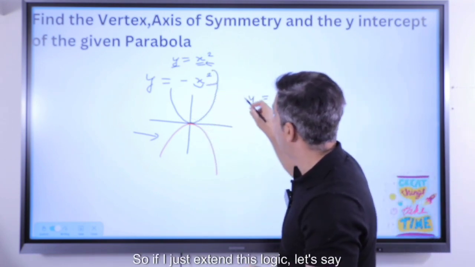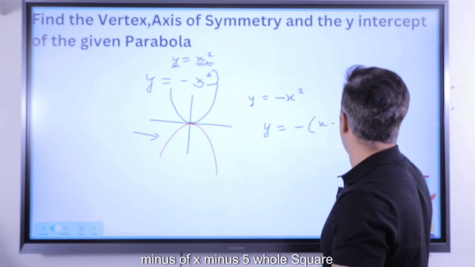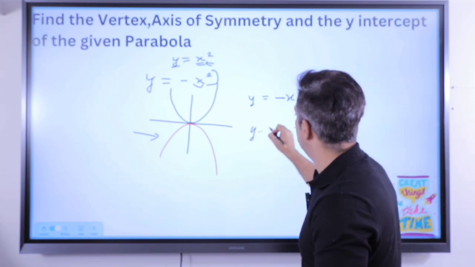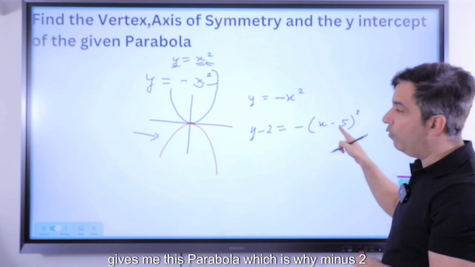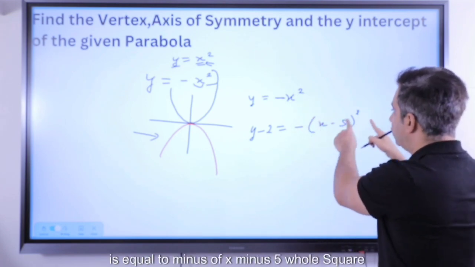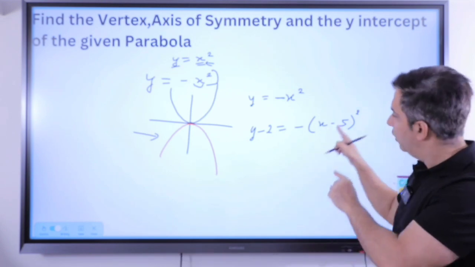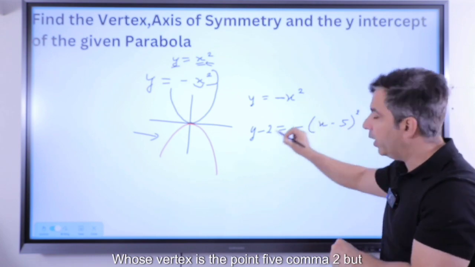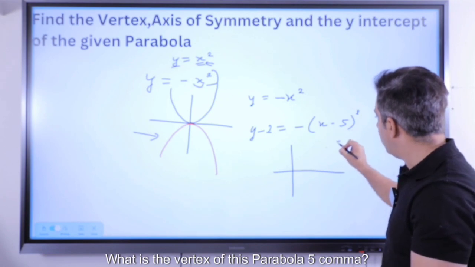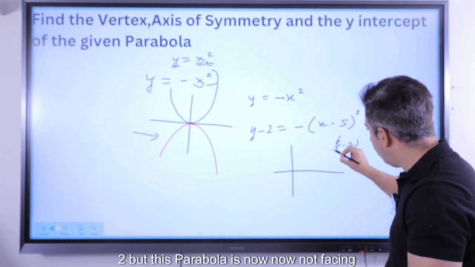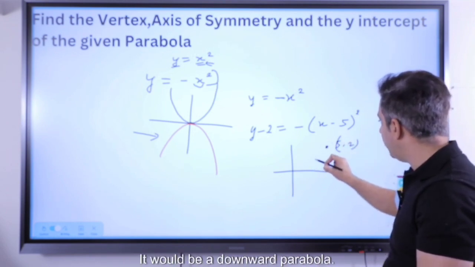If I just extend this logic, let's say someone gives me y minus 2 is equal to minus of (x minus 5) whole square. Using the same understanding, can we directly say that this is a parabola whose vertex is the point (5, 2), but it is facing downwards? What is the vertex of this parabola? (5, 2), but this parabola is now not facing upwards, it is facing downwards. It would be a downward parabola.